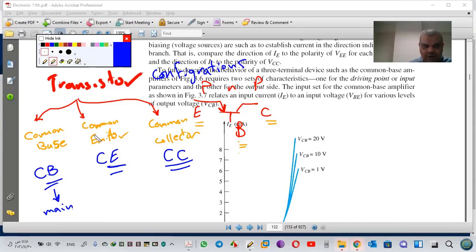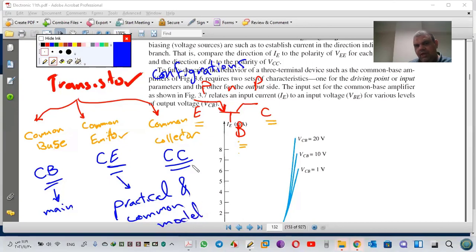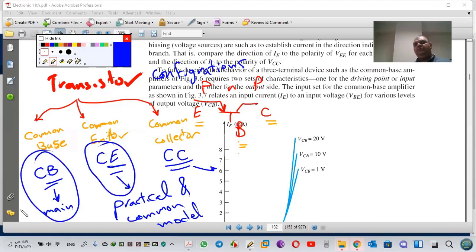But in our life, we are using the practical model, common emitter. Common collector is used only a little bit. So we'll focus on common base and common emitter. If you want to study the transistor as a transistor, you have to start from common base. And if you want to use the transistor in your life, you have to start from common emitter.